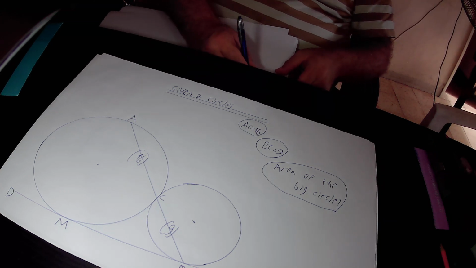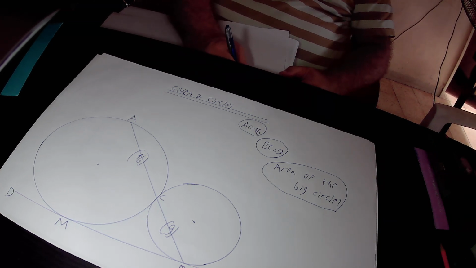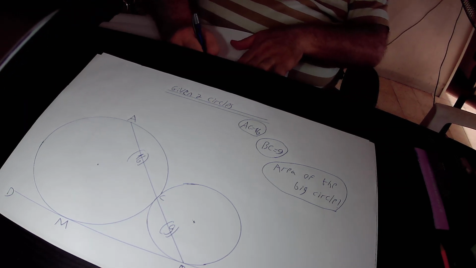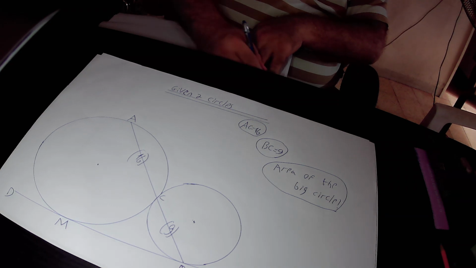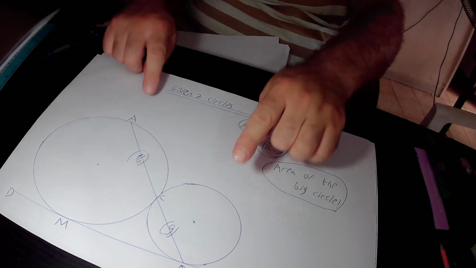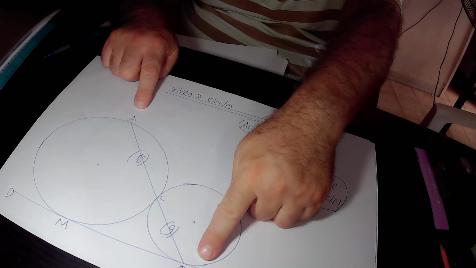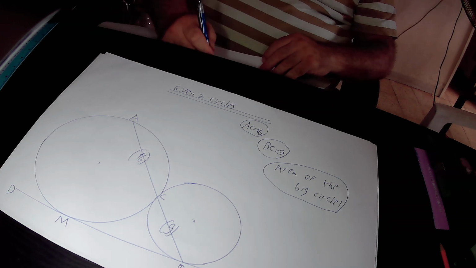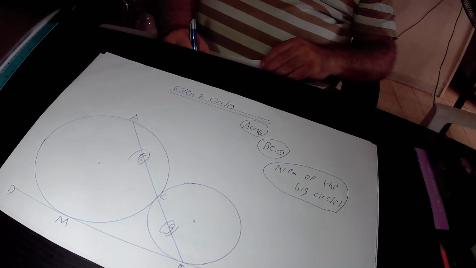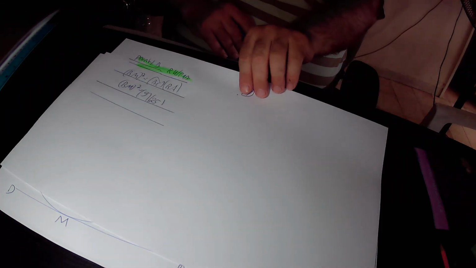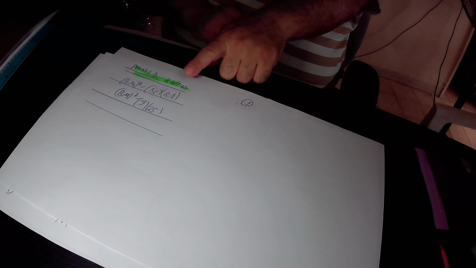BM squared equals BC times BA. BC is 9, times BA. BA in total is 9 plus 16, that is 25. So we found that according to rule 10, BM squared equals 9 times 25.